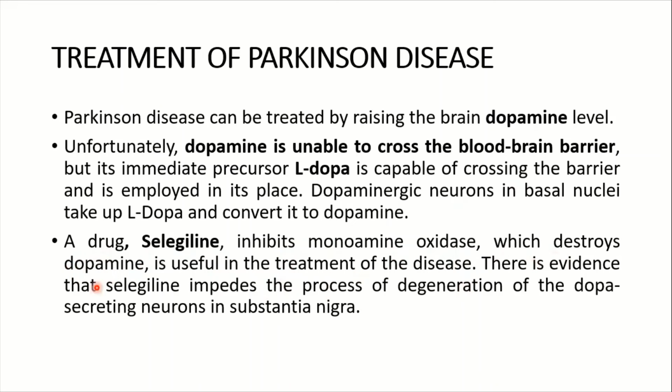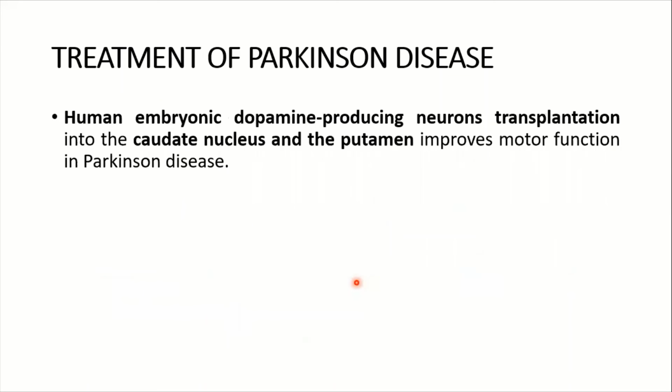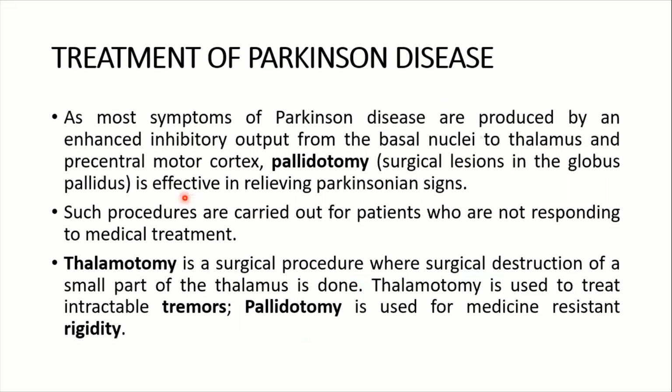There is also evidence that selegiline slows down the process of degeneration of the dopamine secreting neurons in the substantia nigra. So it also targets the substantia nigra of the midbrain. Then a very interesting treatment: human embryonic dopamine producing neurons transplantation into the caudate nucleus and the putamen. It improves motor function in Parkinson disease.